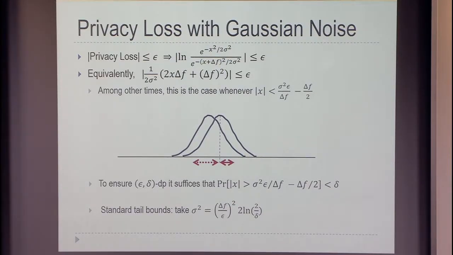And when we grind this through, we get that this quantity is less than epsilon. Basically, whenever the draw from the noise, calling it X, is bounded by sigma squared epsilon over delta F minus delta F over 2. Great. So using standard tail bounds, we can ensure that this is met with probability at least 1 minus delta when we take sigma squared to have this size.